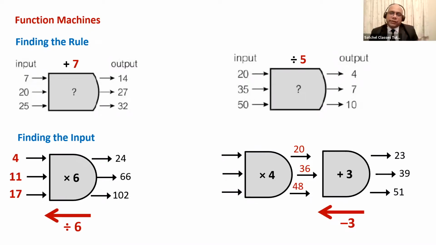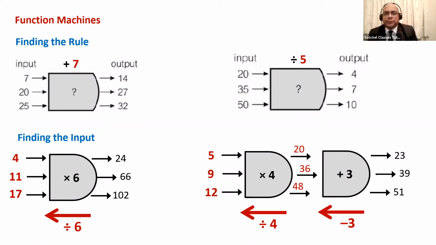And then we inverse the other step. So multiplied by 4, the inverse of that is divided by 4. So each of those will be divided by 4 to get your corresponding inputs. So 20 divided by 4 is 5, 36 divided by 4 is 9, and 48 divided by 4 is 12.